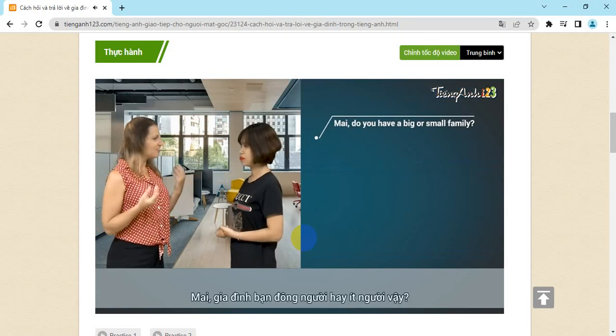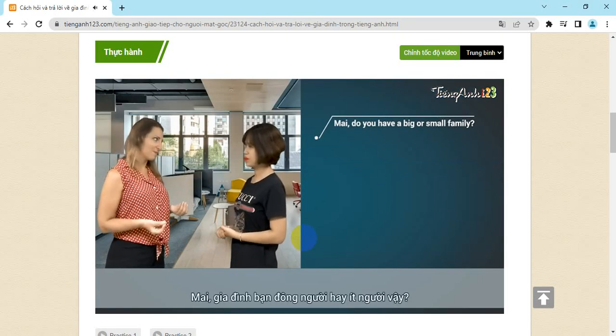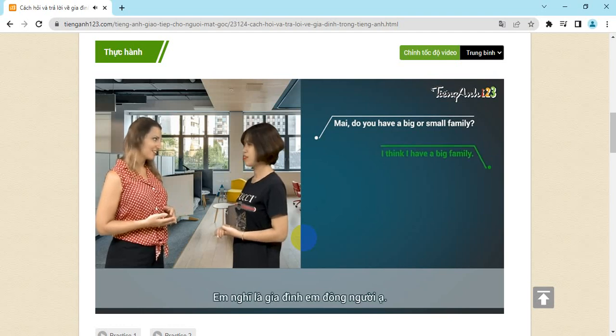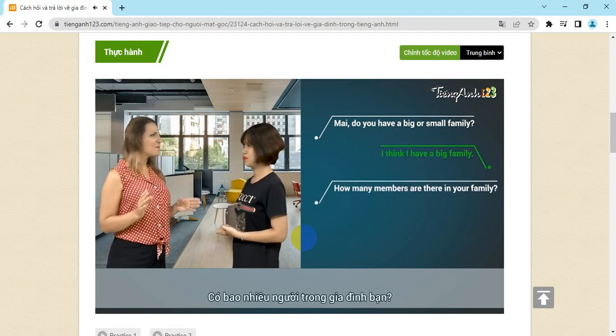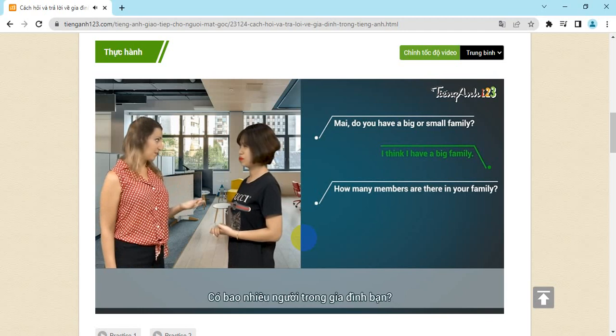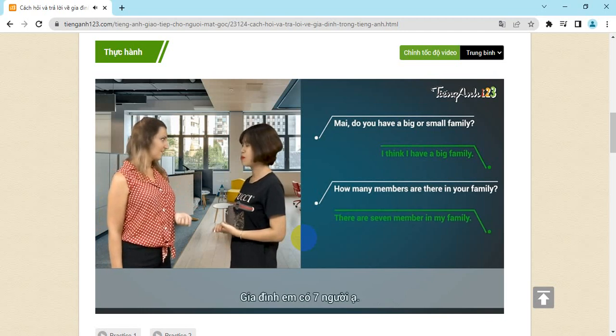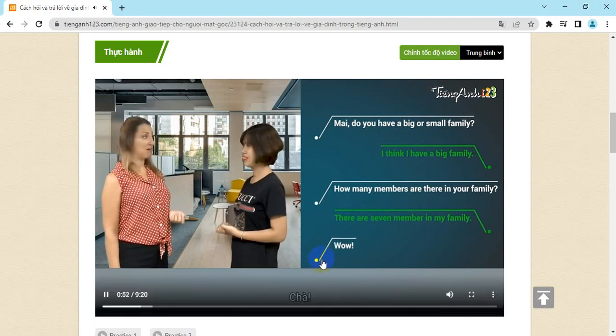Mai, do you have a big or small family? I think I have a big family. How many members are there in your family? There are 7 members in my family. Wow.